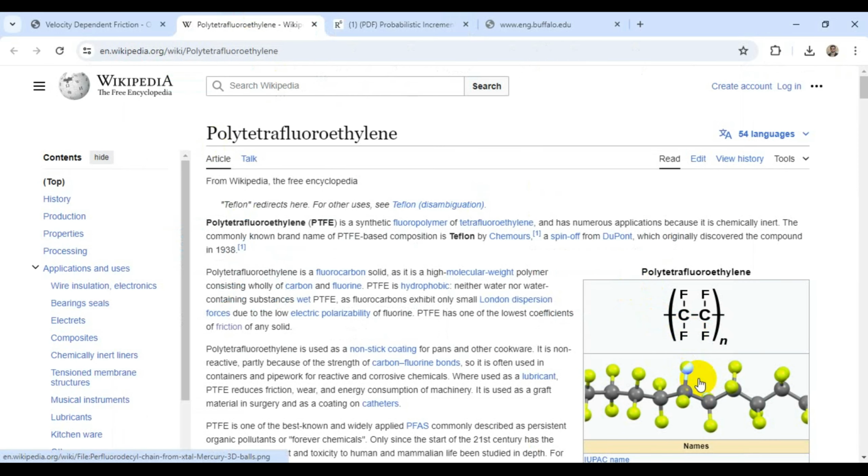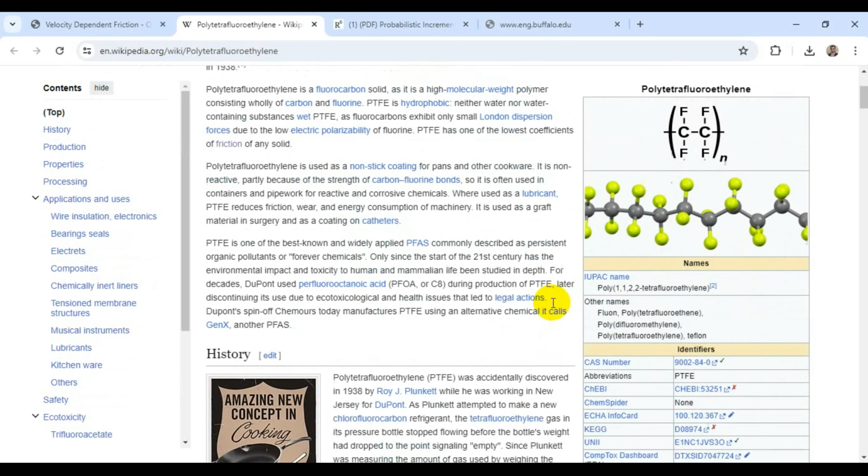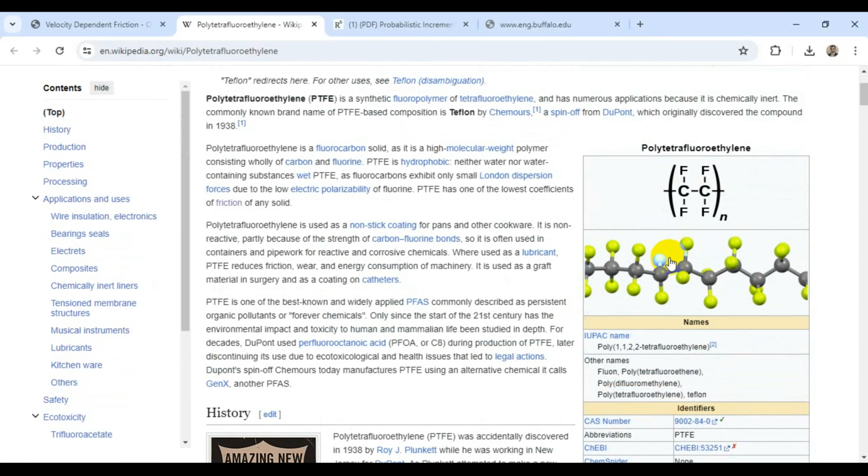So the low surface energy and weak intermolecular forces within the PTFE allow surface molecules to readily flow under shear, creating a low friction surface. So this essentially gives PTFE self-lubricating behavior, eliminating the need for external lubricants in many cases.